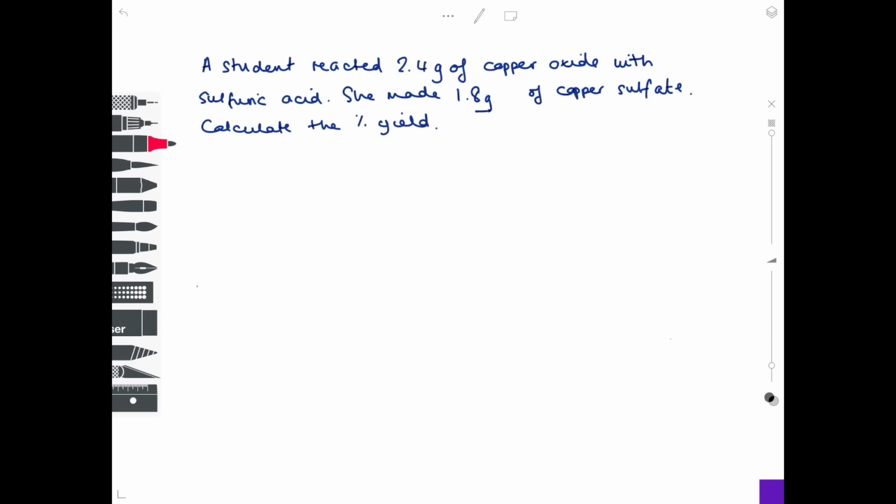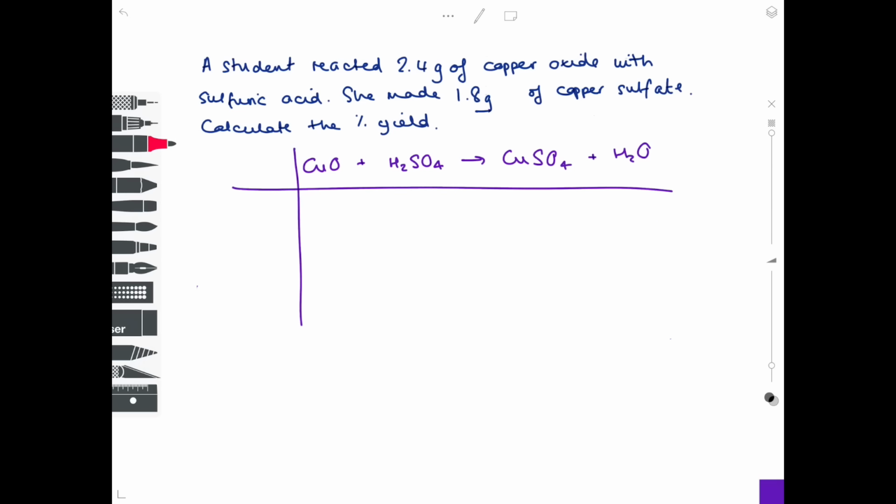Now they can be more difficult than this, so I'm going to show you that example now. So let me talk you through a slightly more complicated version. So a student reacted 2.4 grams of copper oxide with sulfuric acid. She made 1.8 grams of copper sulfate. Calculate the percentage yield. So as always, we need to start with a balanced symbol equation. So that will be copper oxide plus sulfuric acid, which is H2SO4, forms copper sulfate, CuSO4, plus water. And then step back and double check that it is balanced, and it is. And we're going to use my favourite table as well, obviously, because I never do a mole calculation without it.